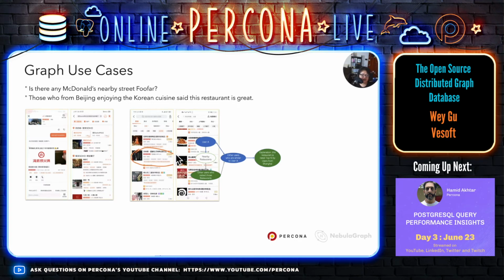So how do they leverage this? The end user will see this. When you are searching for your favorite restaurant nearby, there will be one line of explanation of this recommendation. For example, "Those from Beijing enjoying Korean cuisines said this restaurant is great." So this is one of the reasons why we recommend this restaurant for you.